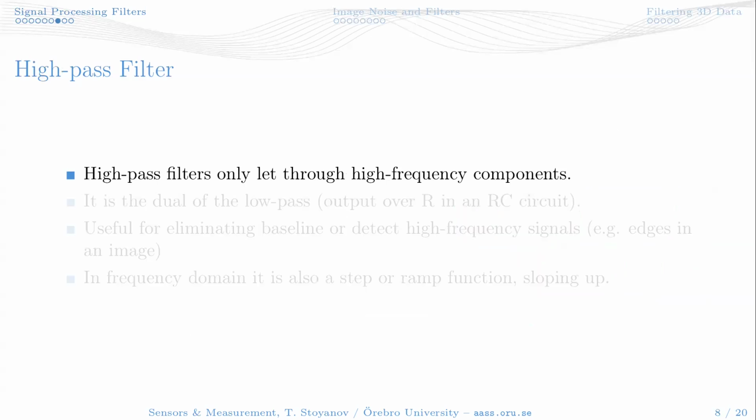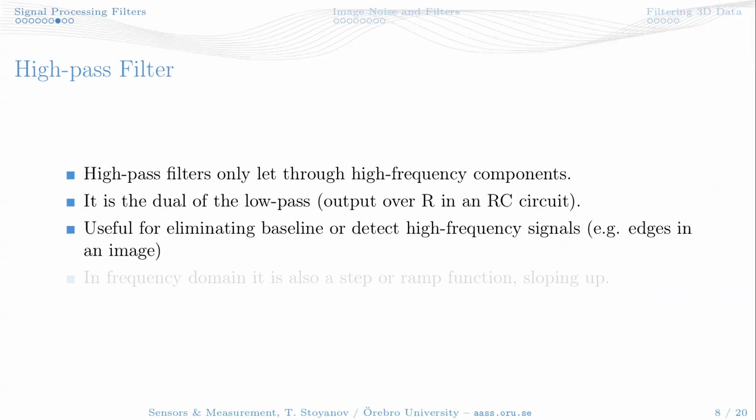Related to these are the high pass and the band pass filters. Right? A high pass filter will be the inverse of a low pass filter, so that means we would only pass through high frequency components. It's equivalent to taking the output over the R in the RC circuit that we just saw. And why would you want to do that? In reality, well, you wouldn't want to do it if you want to remove noise, obviously. But there are some applications.